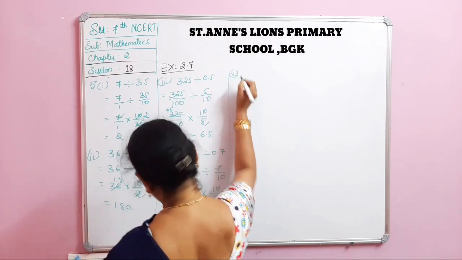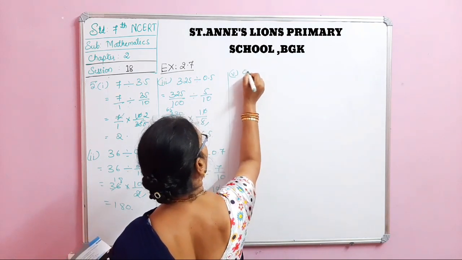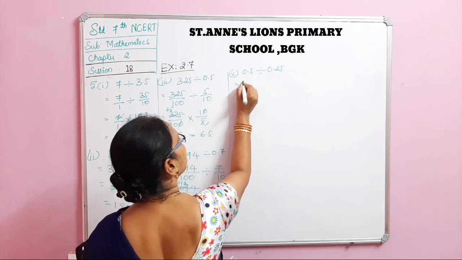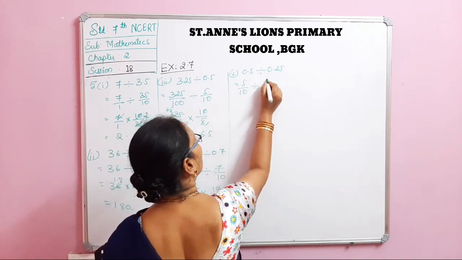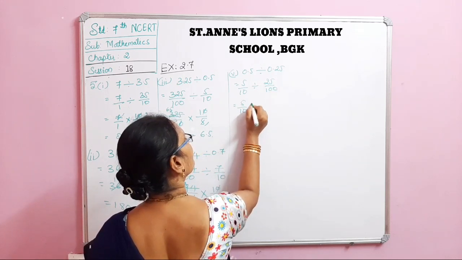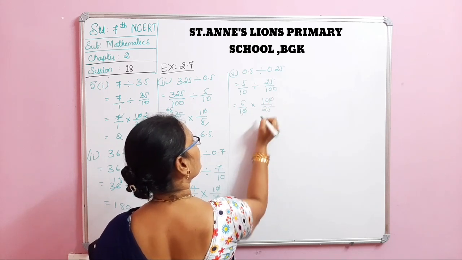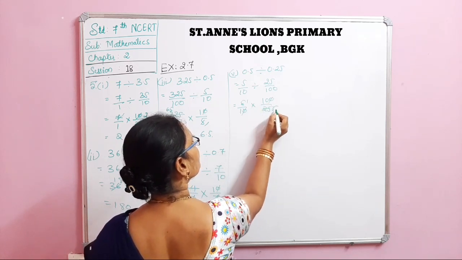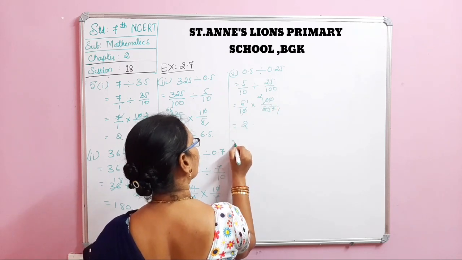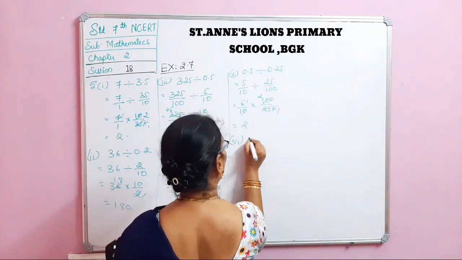Next, fifth one, 0.5 divided by 0.25. This is nothing but 5 by 10 divided by 25 by 100. So 5 by 10 into 100 by 25. 0, 0 got cancelled. 5 ones are 5, 5 5s are 25, 5 ones are 5, 5 2s are 10. Answer is 2.